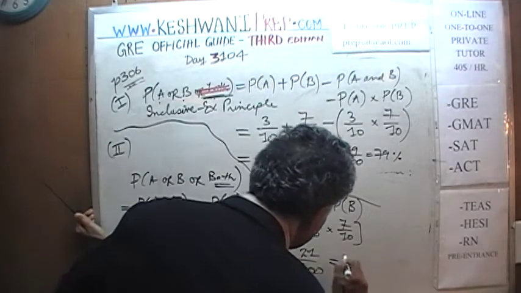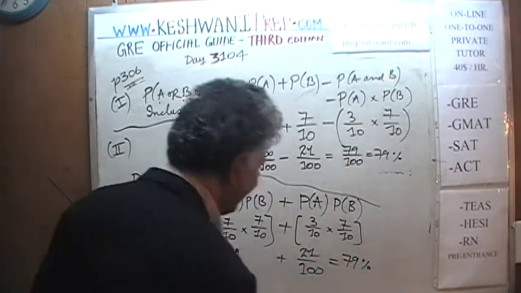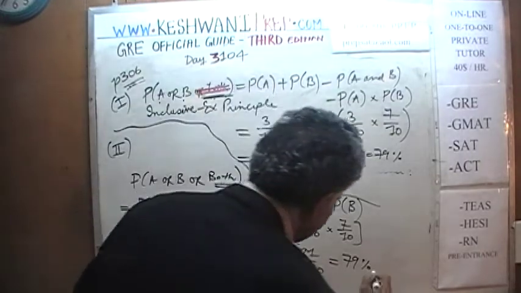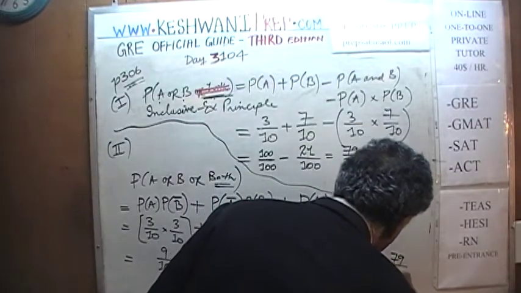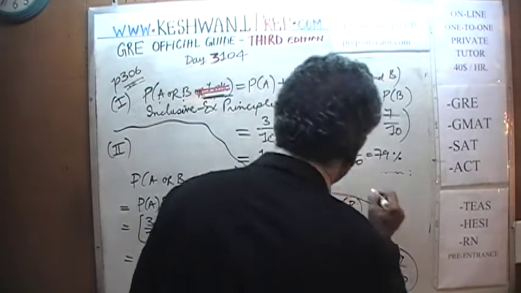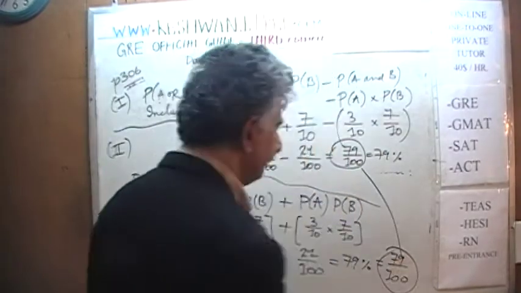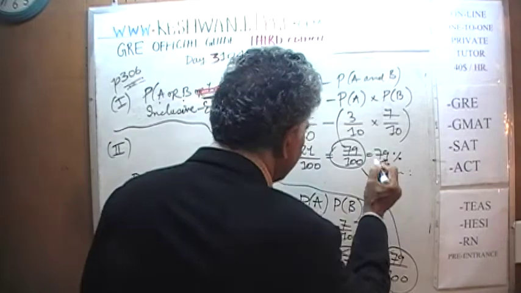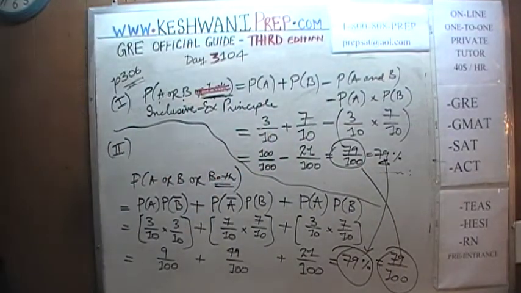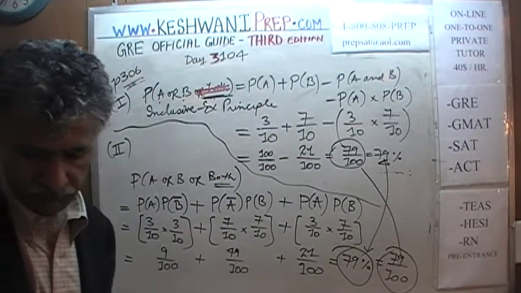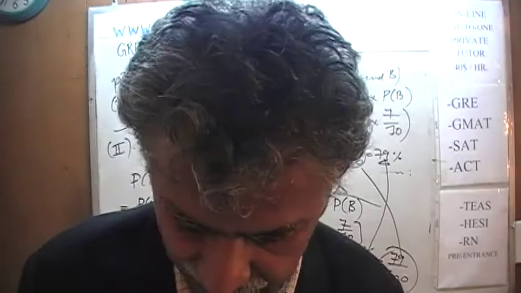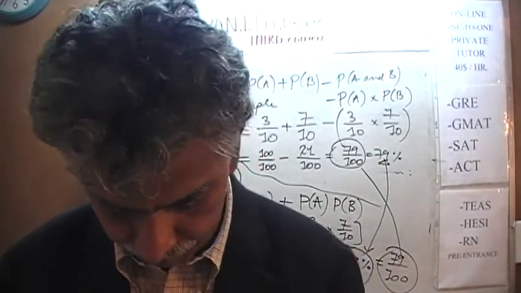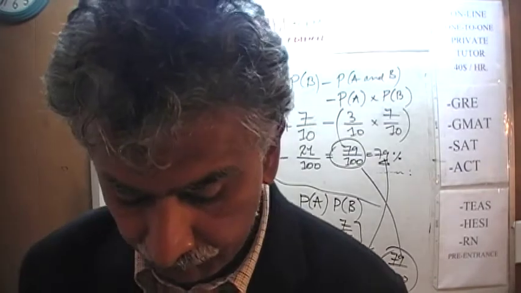It is 79%. 79 out of 100, just like before. The odds are 79% that at least one of them will succeed. At least one of them succeeding is saying that either A or B, or they both succeed. So that's another way of looking at the problem, another way of doing it.